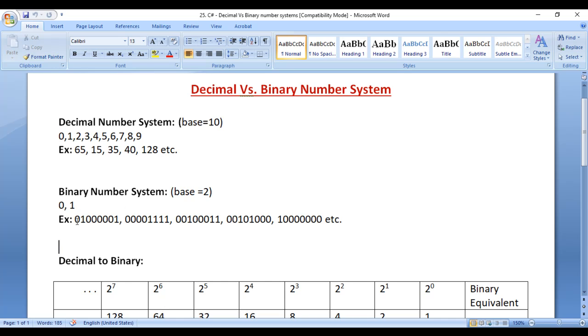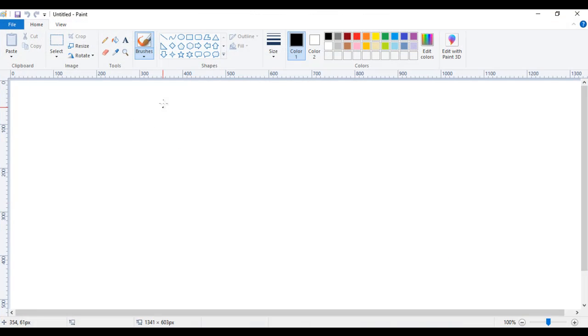Now let's understand how to convert a binary number to decimal equivalent number. Let's take this example itself. Let's come here. I write here 1, 1, 2, 3, 4, 5 zeros and 1.